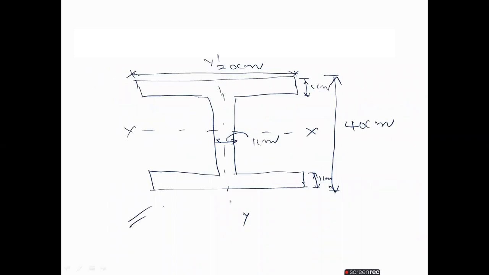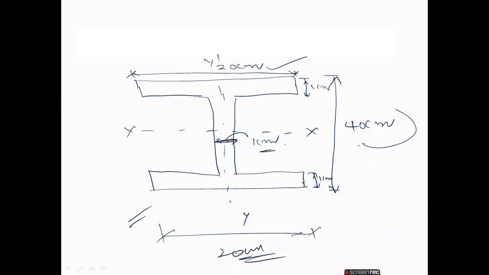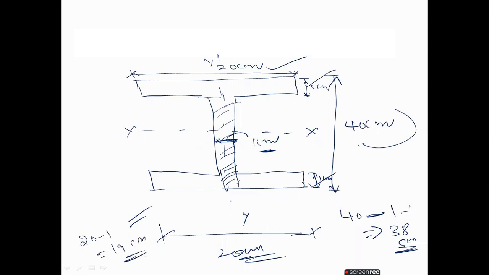This is the I section. This is the 40 centimeter, and this is the 20 centimeter, which is nothing but the flange width, 20 centimeter. The web thickness given is 1 centimeter. Suppose if you need only the web dimension, how much? If you remove the flange thickness from the total 40, that is 40 minus 1 minus 1, you will get 38 centimeter. Same like that, for the web width, 20 minus 1, you will get 19 centimeter. Anyway, while calculating the moment of inertia, I will explain clearly.